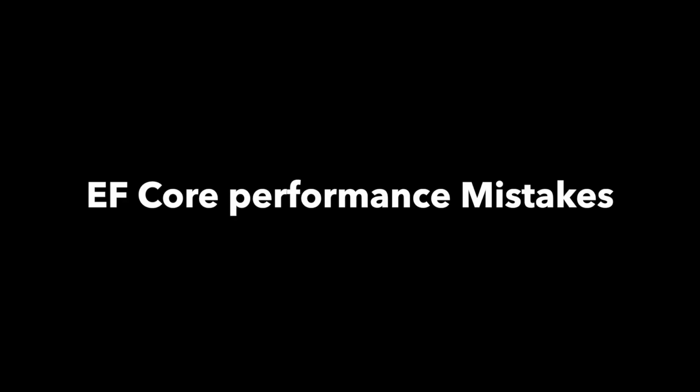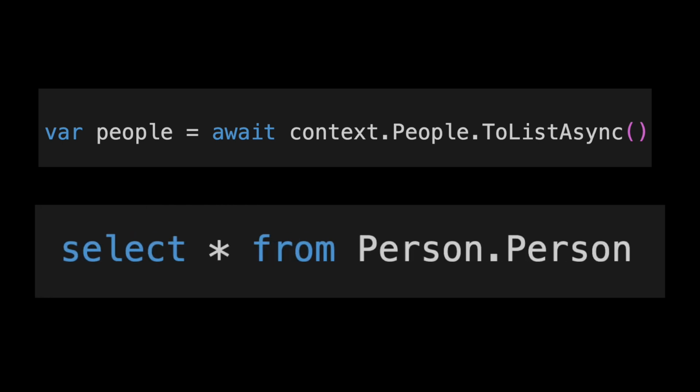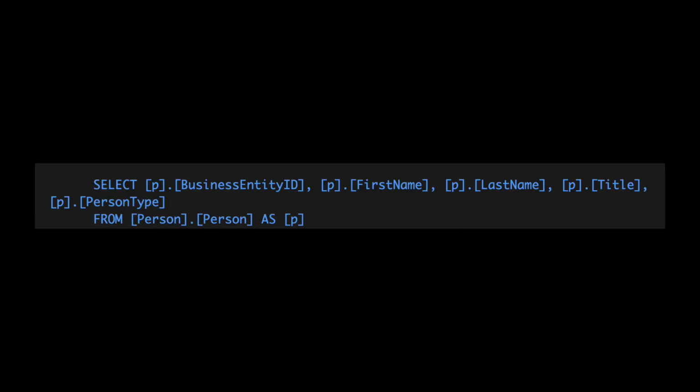Today, I'm going to show you common EF Core performance mistakes and how to fix them. EF Core lets you talk to a database using C# code instead of SQL, but it still generates SQL and sends it to the database. Being able to see those SQL statements can save you when investigating issues.